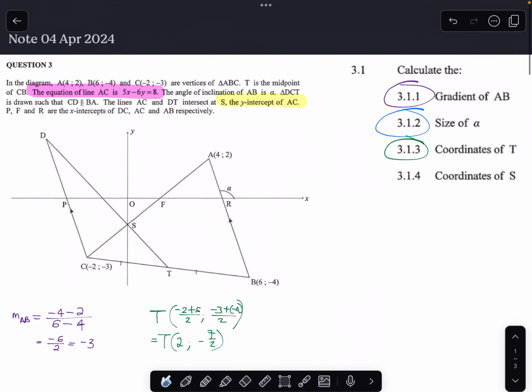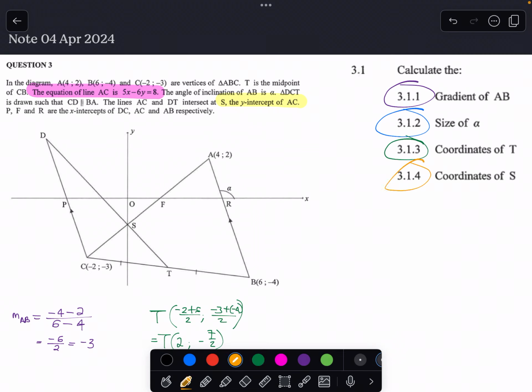Right, and then the last one. The coordinates of S, where's S? The y-intercept of AC. Okay, so there's a couple of ways you can do this. We know the equation. We know the y-intercept occurs when x is 0, so in fact, that's probably the easiest way to do it.